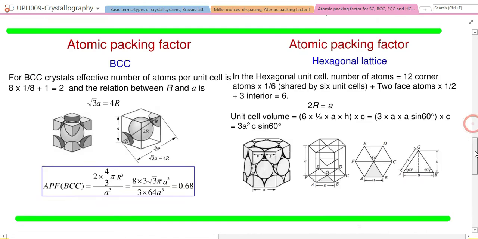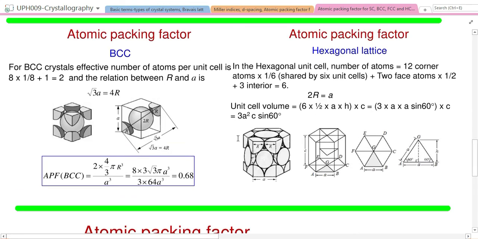And then you calculate it for the BCC system. So in case of BCC system, everything is more or less the same, procedurally. So how many atoms are there? We have already calculated for BCC system, 2 atoms are there per unit cell. So the total atomic volume is 2 into 4/3 pi r cube, if r is the radius of the atoms. How much is the volume of that unit cell?